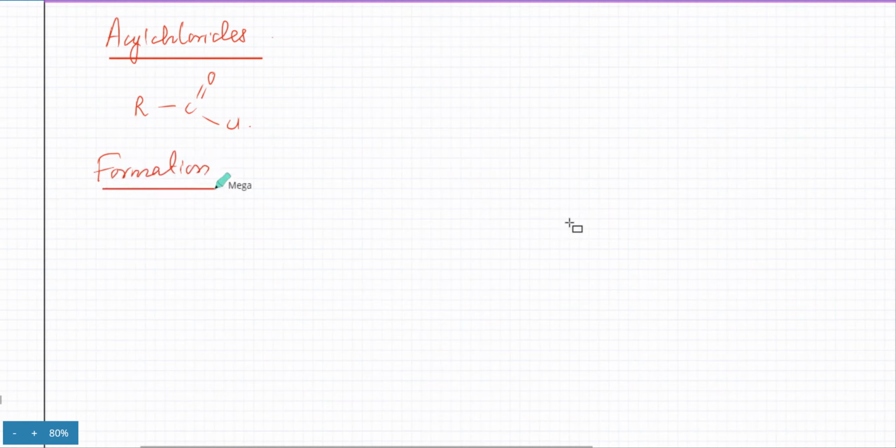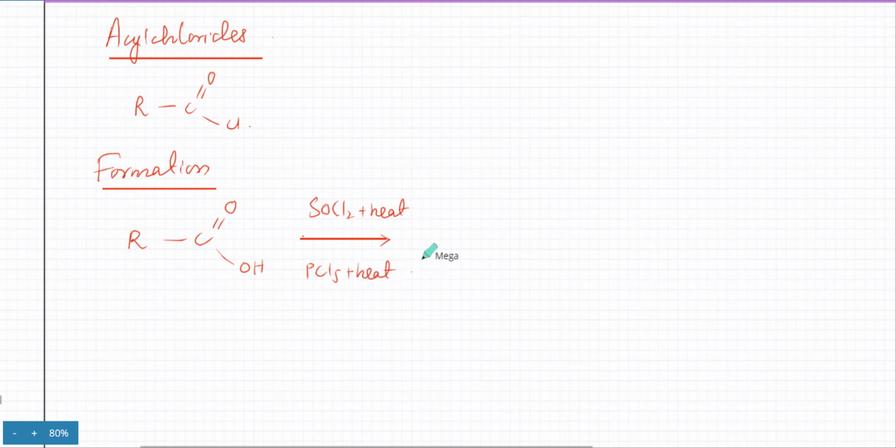The way they are formed is you take a carboxylic acid and you substitute the OH in the carboxylic acid with a Cl, and that is done by SOCl2 plus heat or with PCl5 plus heat. So if you do these reactions, the OH is going to get substituted by Cl. So that is formation of acyl chlorides.